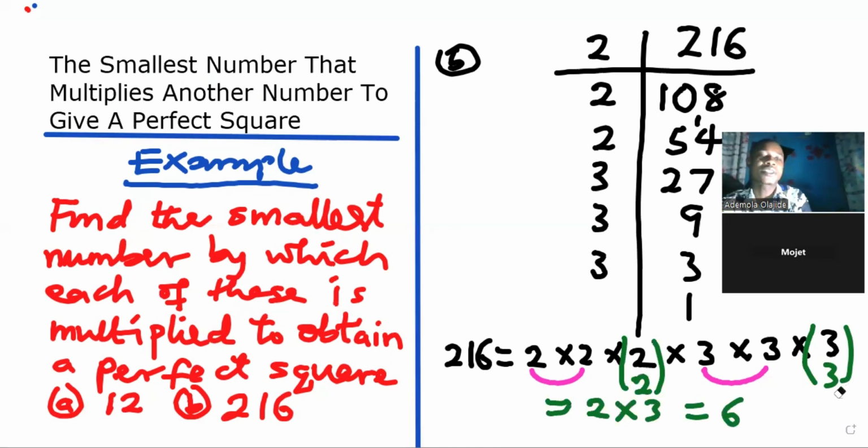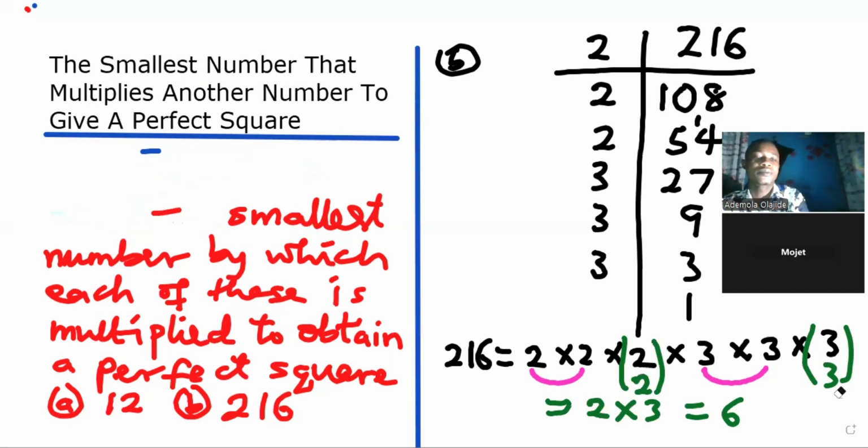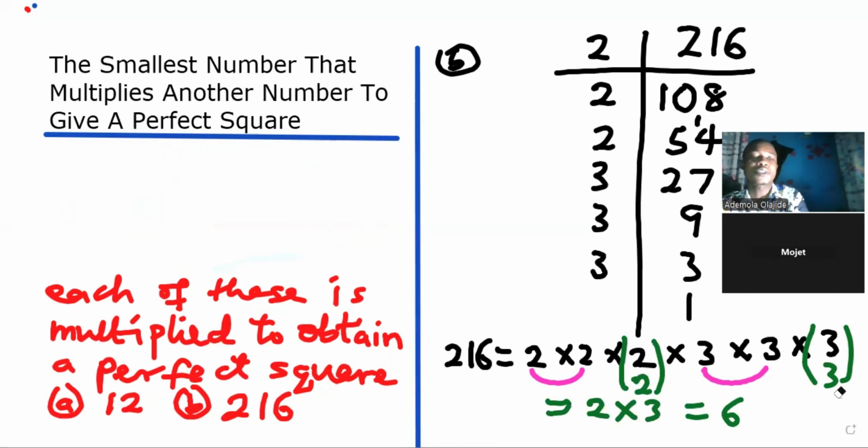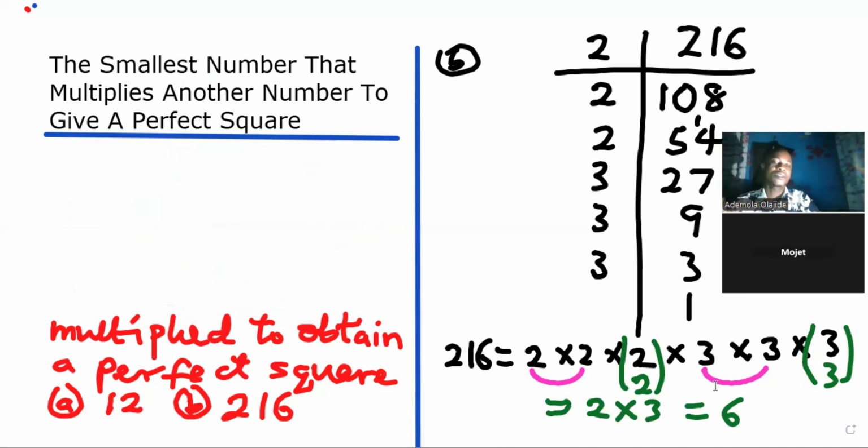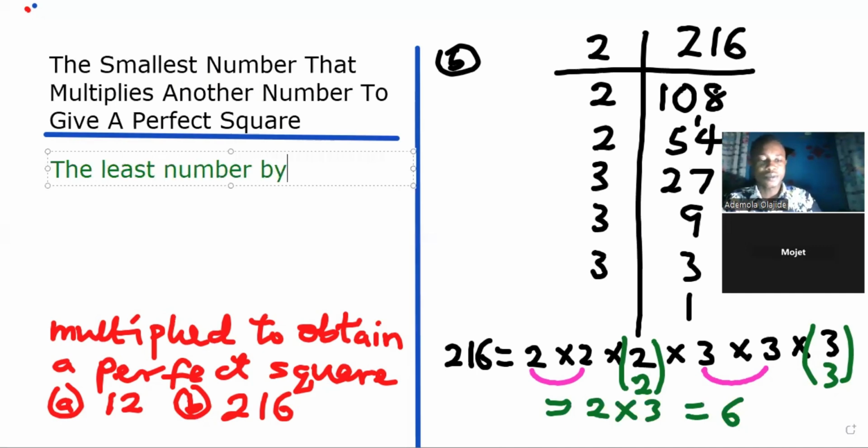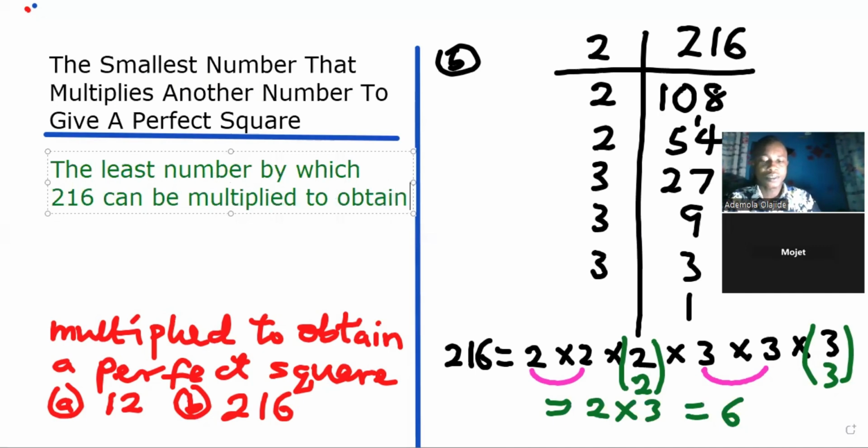You will now make your conclusion by saying the least number by which 216 can be multiplied to get a perfect square is 6.